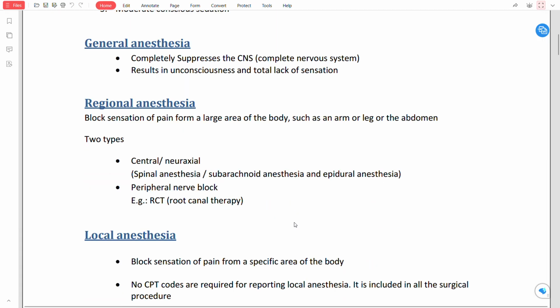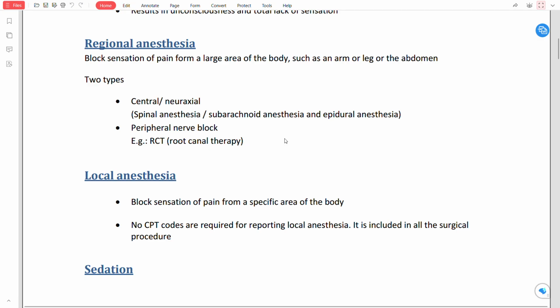And what is regional anesthesia? It blocks sensation of pain from a large area of the body, such as an arm, leg, or the abdomen. Regional anesthesia is classified into two types: central or neuraxial, also called spinal anesthesia, which includes subarachnoid anesthesia and epidural anesthesia. Next is peripheral nerve block. The best example for peripheral nerve block is root canal therapy. Clear?